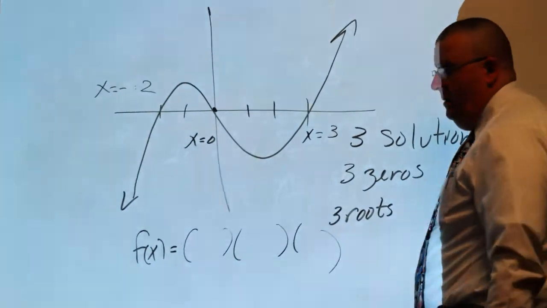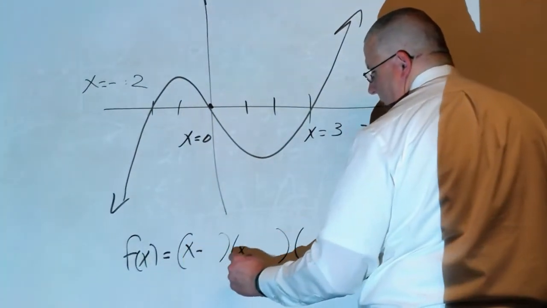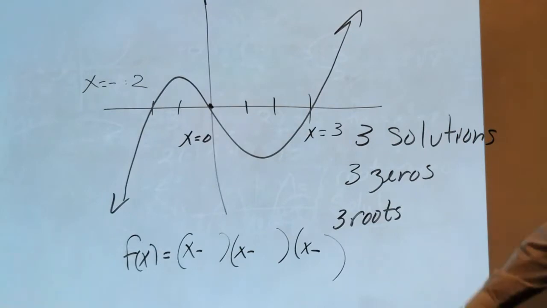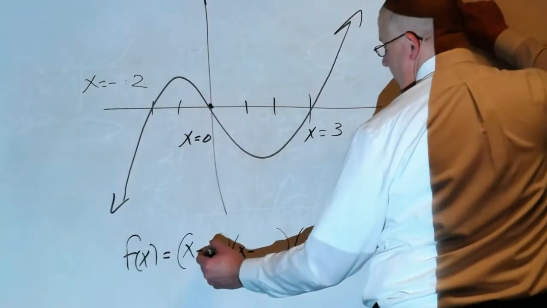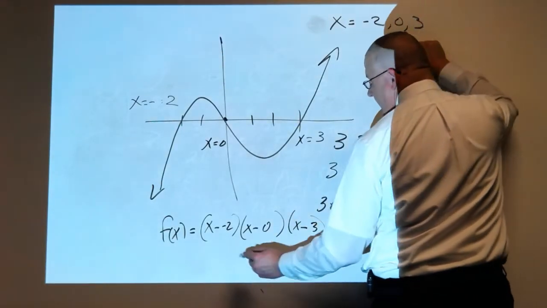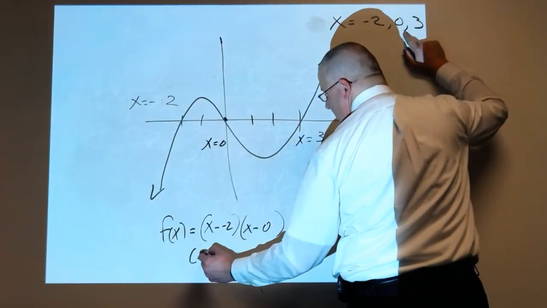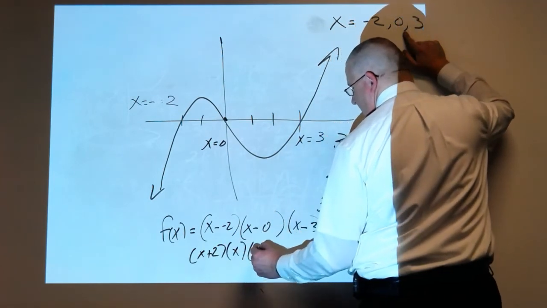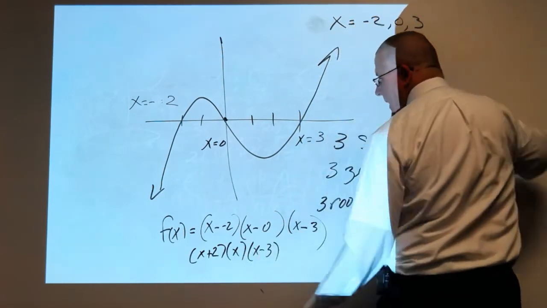Put 3 parentheses, put x minus in all of them. You follow? Then simply put these values in them: x minus minus 2, x minus 0, and x minus 3. Well, minus minus, I add, I have x plus 2. Well, x minus 0 is just x. And x minus 3 is that.